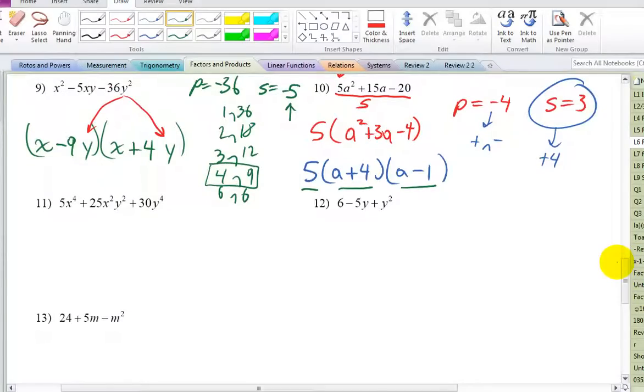Question 11. What's odd? 5, 25, 30. Take out a GCF first. Don't lose it. Okay, write it down. Go ahead and factor this one completely.